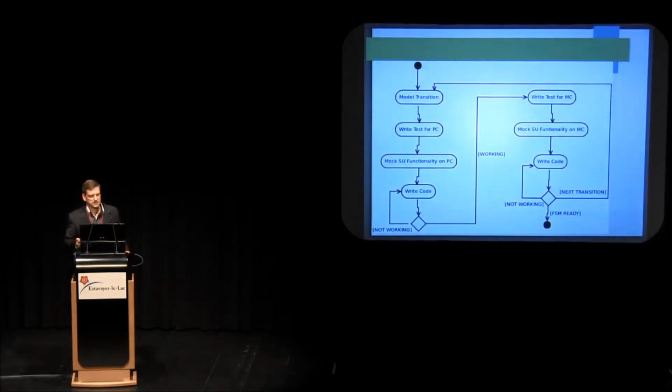So that's the process. Basically, what I have just said: model the transition, write the test for a PC, personal computer, mock the science unit functionality on a PC, write the code. While not working, you keep on refactoring the code, normal TDD, until it passes. If it's working, then you take that code and adapt it for a microcontroller, where you use it to mock the science unit. Then you do another loop like this, but now using a microcontroller.